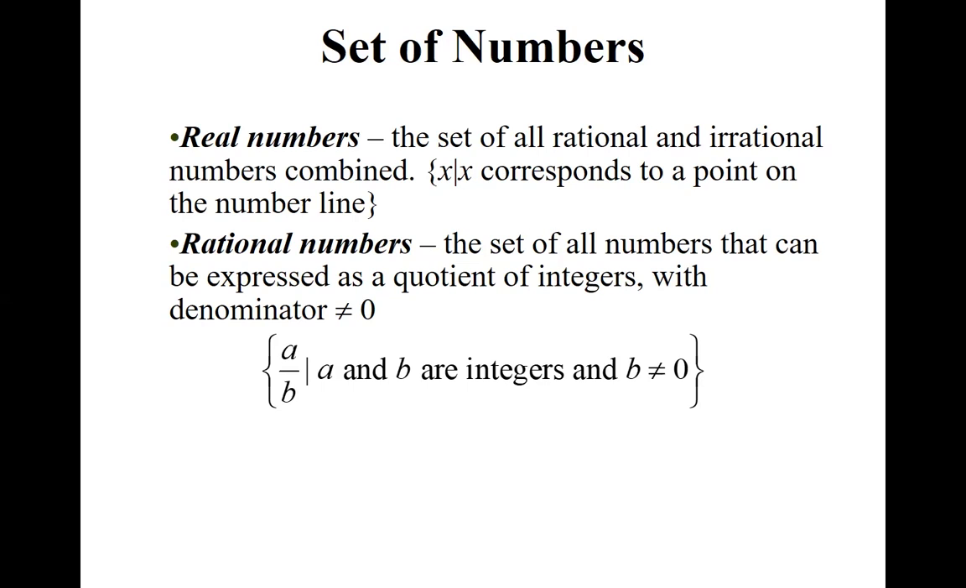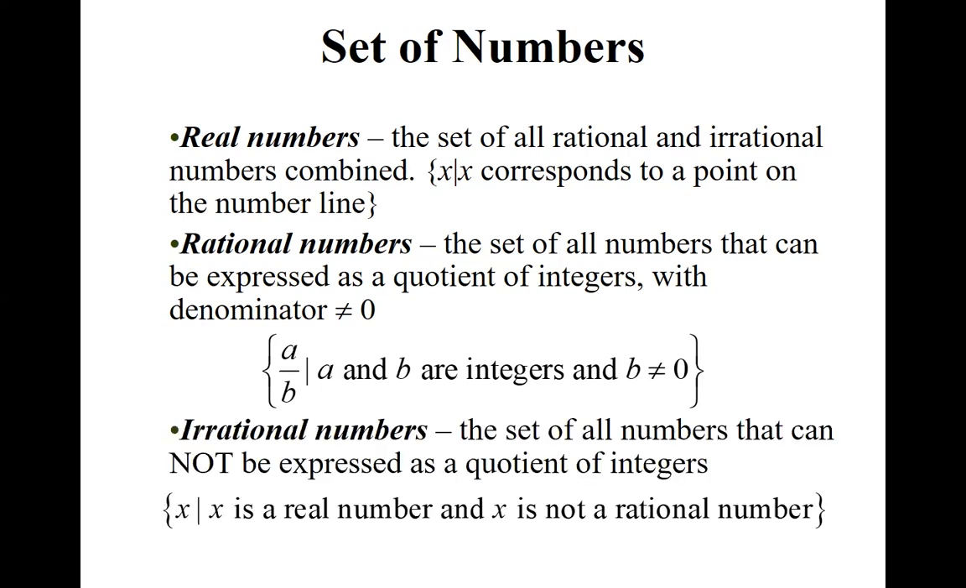On the other hand, an irrational number is the set of all numbers that cannot be expressed as a quotient of integers. And the set builder notation there would be the set of all x such that x is a real number and x is not a rational number. So that makes sense. You're either rational or you're irrational. You can either be expressed as a fraction or you cannot be expressed as a fraction.